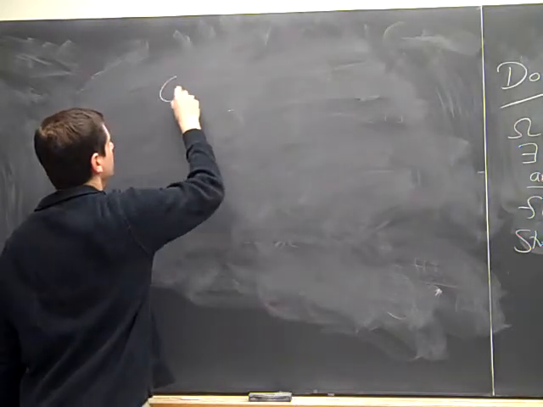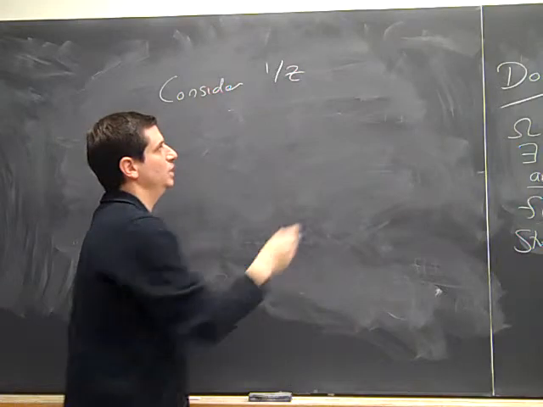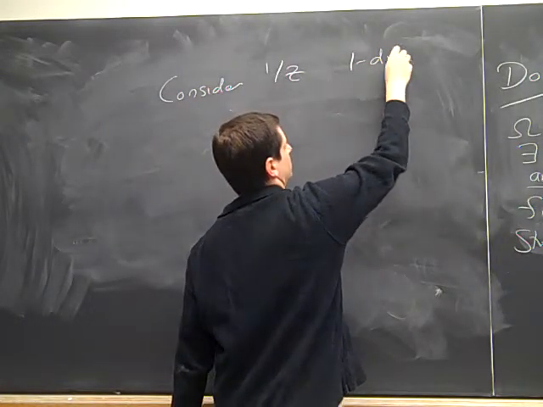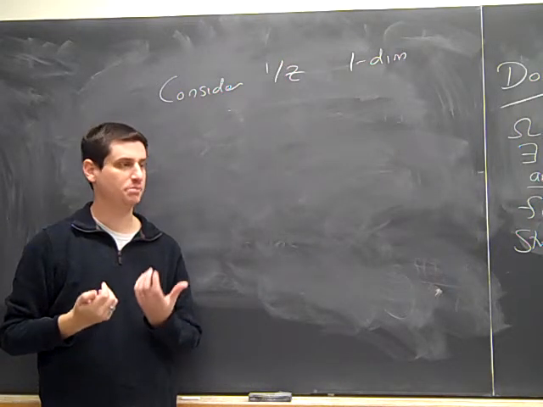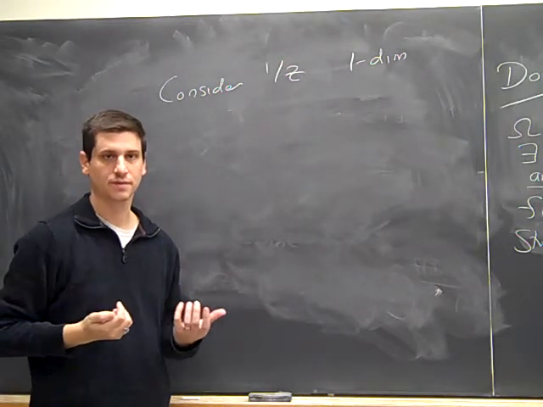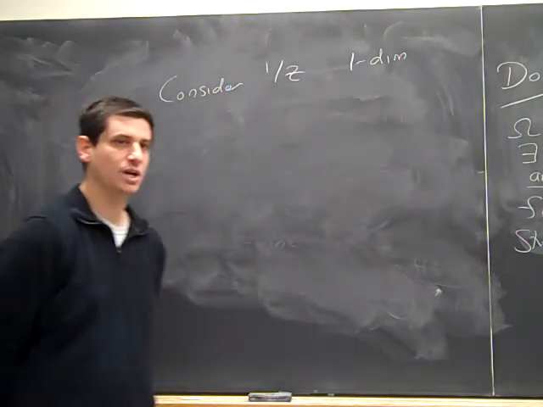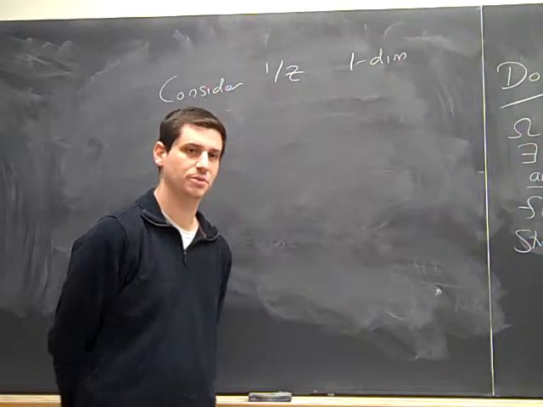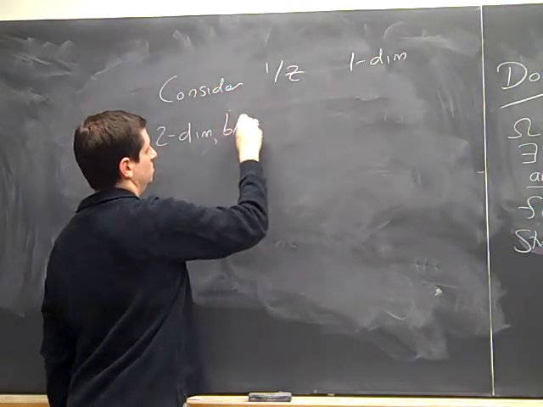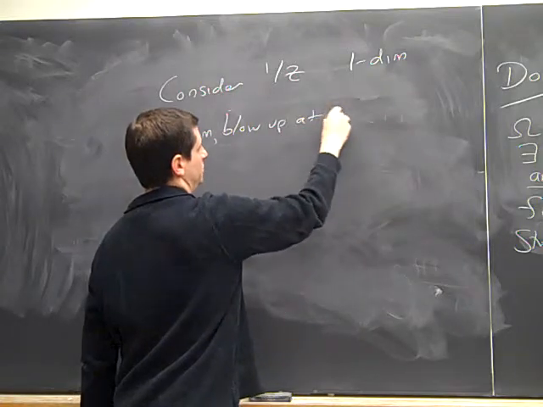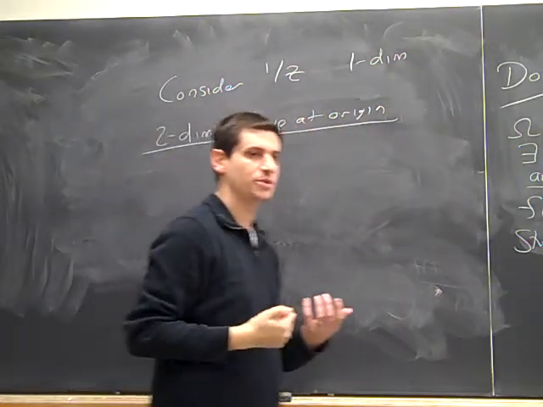So let's consider 1 over z in one variable, in one dimension. This is the prototypical classic example of a function that blows up. It blows up at a point. I want a function that blows up at a point in several complex variables. So let's go to 2 dimensions. Blow up at the origin. So somebody give me a function that blows up at the origin.